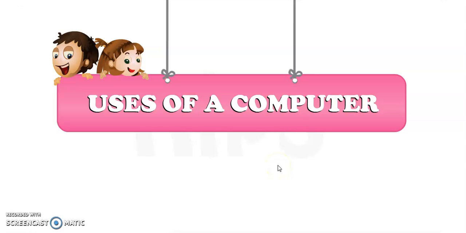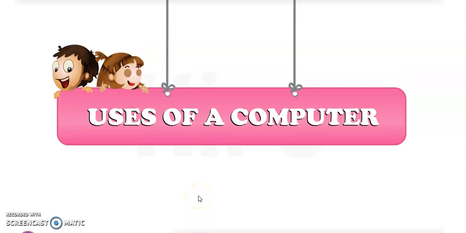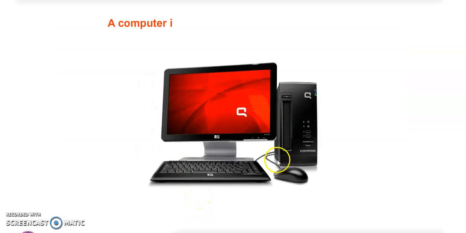If you have your book, open your book to page number 16 and read with me different uses of a computer. How can we use a computer for different things? This is a computer. What is it? This is a computer: monitor, keyboard, mouse, and CPU. These are the four main parts of a computer.